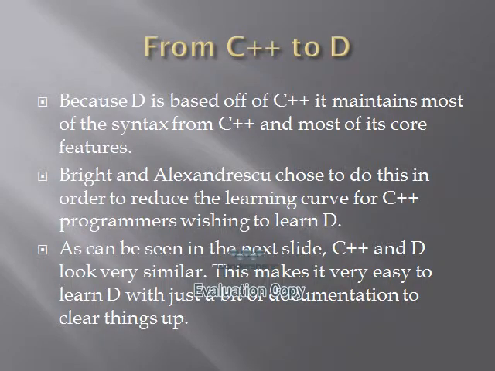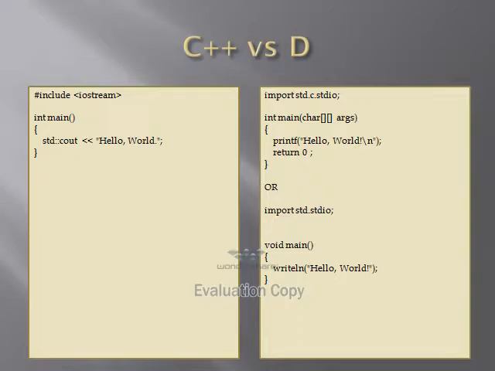So because D is based off of C++, the core of the language and all the syntax is very similar. It's all started from the same place. Bright and Alexandrescu wanted to do this to reduce the learning curve, so that any C++ programmers that wanted to transfer over to D would not have a very difficult time. They would just have to learn a few extra nuances, a few other syntax points, and then it'd be very easy. So on the next slide, we're going to look at the simple Hello World program between C++ and D to see how similar they look.